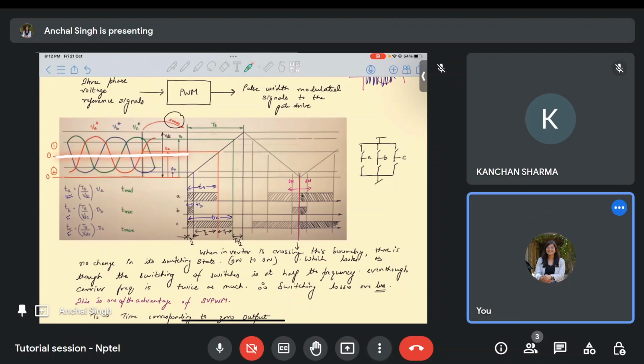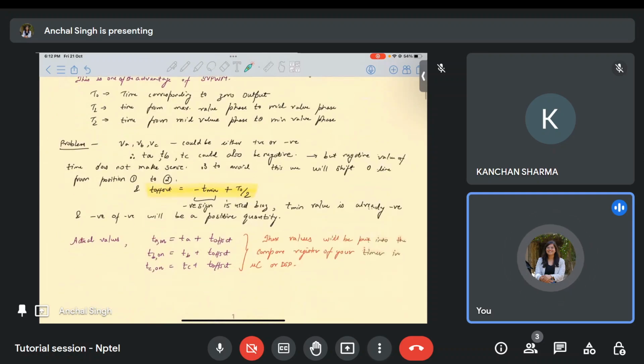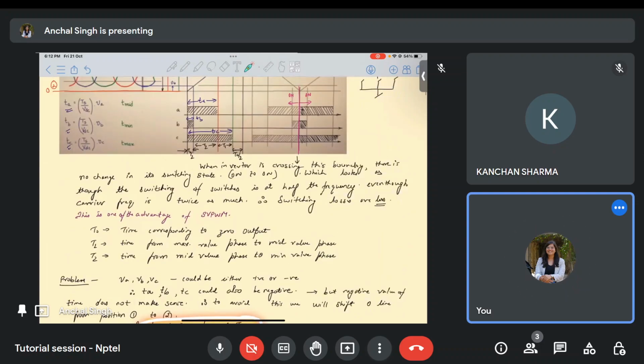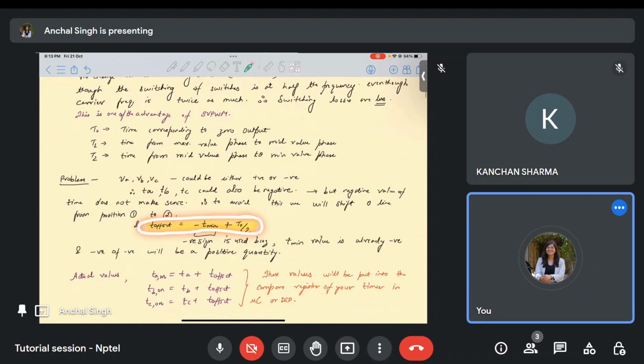In order to make this shift happen, we add the minimum. This is the minimum, this quantity, in order to bring this line from here to here, and then we add T0 by 2 in order to bring this line from this place to this place. So this is how we perform it. First I add T minimum to this line so that it comes to this level, and then I add T0 by 2 to this line so that it comes to this level. So in every cycle, I first calculate T minimum and T0, and then I find the value of T offset and add this offset to all the three times that I have calculated here, so that I can obtain positive values of these times.